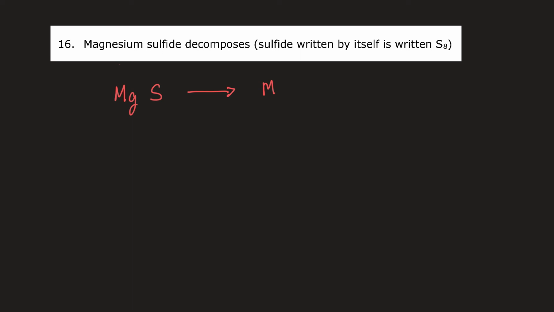So magnesium would be one thing, plus sulfur. But here they say write sulfur as an S8. Okay, I got an 8 there. Okay, all looks good. Now let's balance. Magnesiums are good, sulfur's not good. So let's put an 8 in front of here. That'll give me my 8 sulfurs. But I also now have 8 magnesiums, so I need to put an 8 there to give me my 8 magnesiums. Balanced.